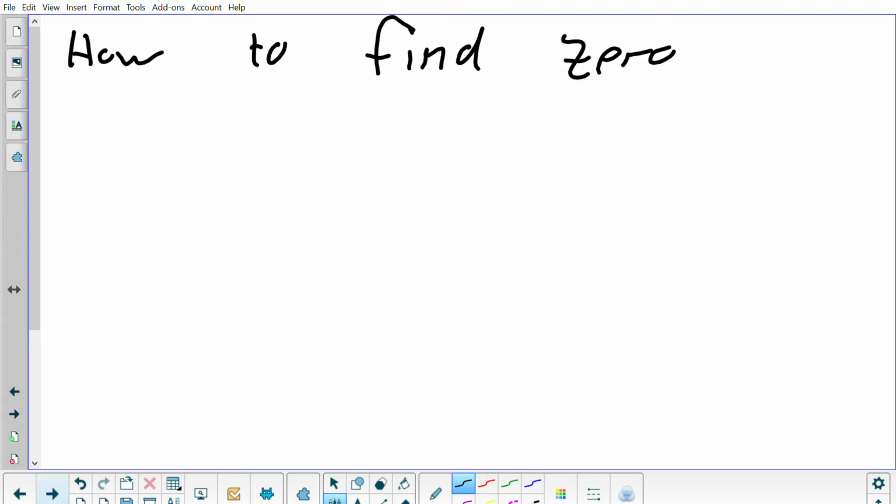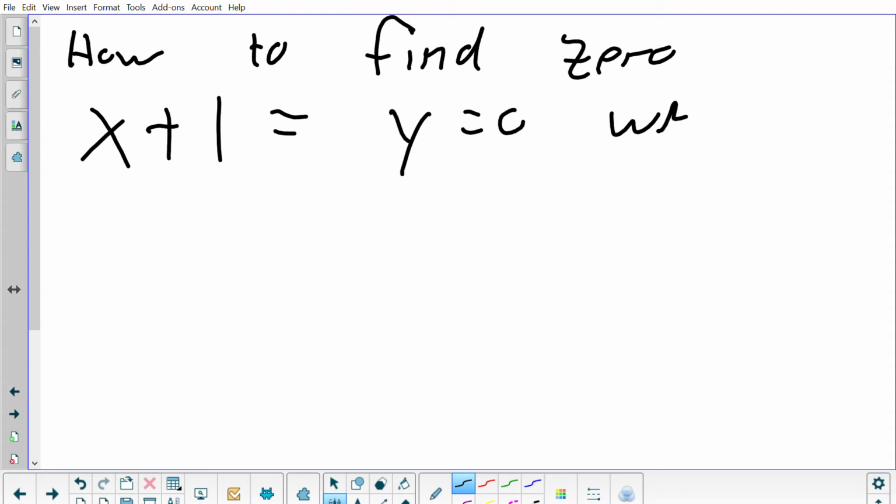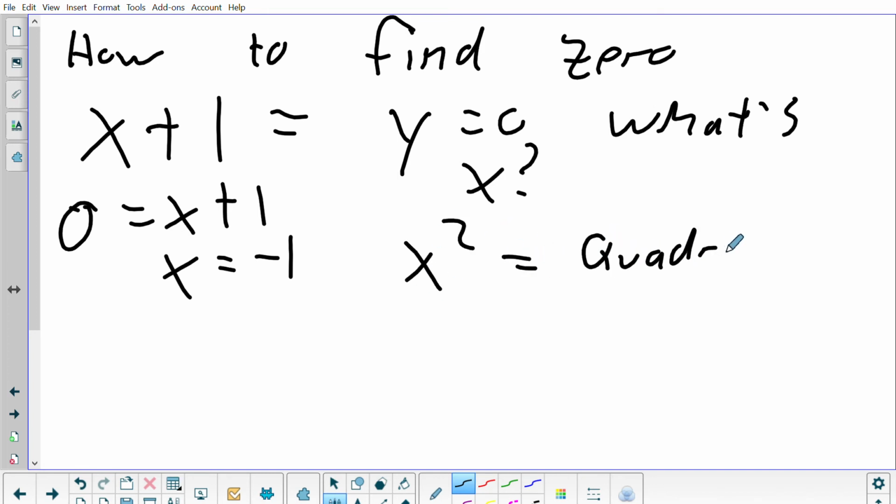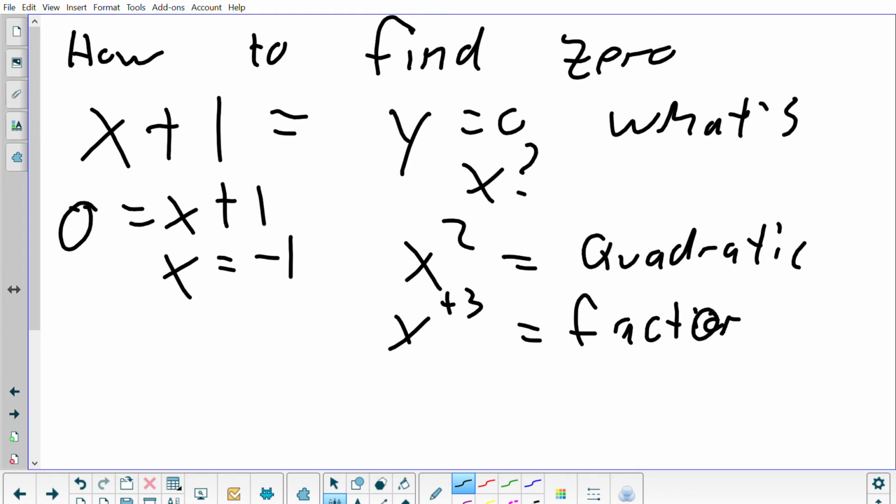Okay. How to find the zeros? If they give us x plus whatever, we are just going to say, when y is 0, what's x? So for this one, we would say 0 is equal to x plus 1, and we would solve and say it crosses the x-axis at -1. Okay? If it is a squared, we would use our quadratic formula. And if they give us anything 3 or more, we are going to factor first, then use our quadratic.